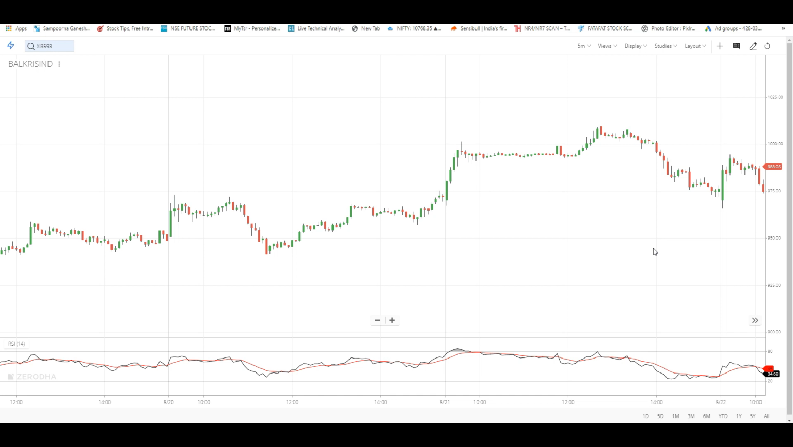So what I thought of taking out some of these indicators, and today's indicator we are talking about is RSI. Now RSI basically measures the momentum, and momentum is perhaps the most important factor in our trading. If you understand the momentum, you're 90% home.